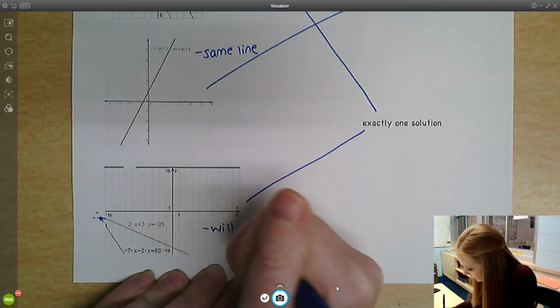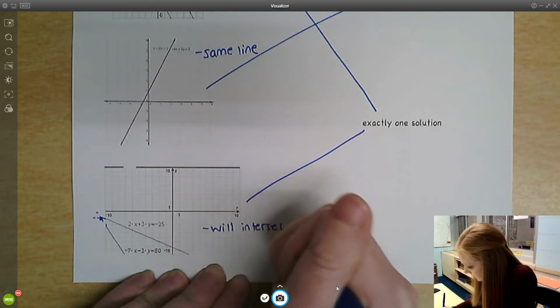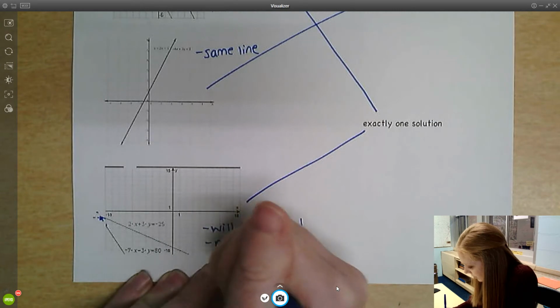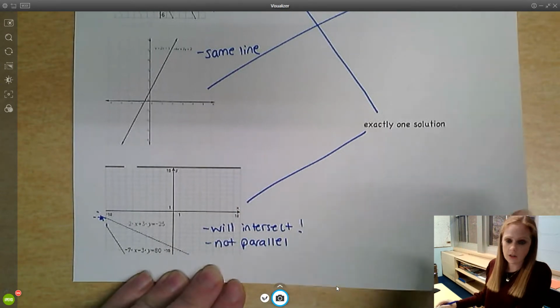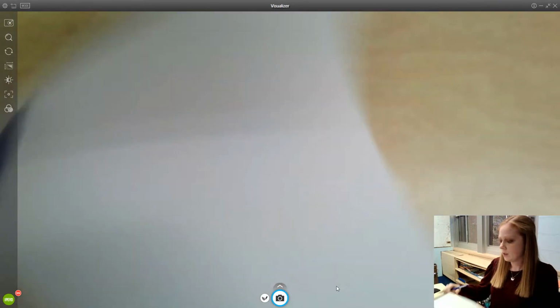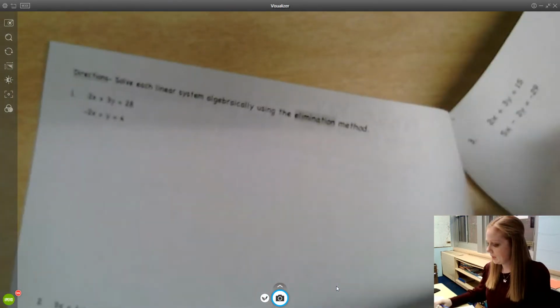So these will intersect. They are not parallel. That's the only way it's no solution, is if they're parallel, and they are not. You can tell they're going to intersect. Okay, so then this lesson is reviewing elimination.